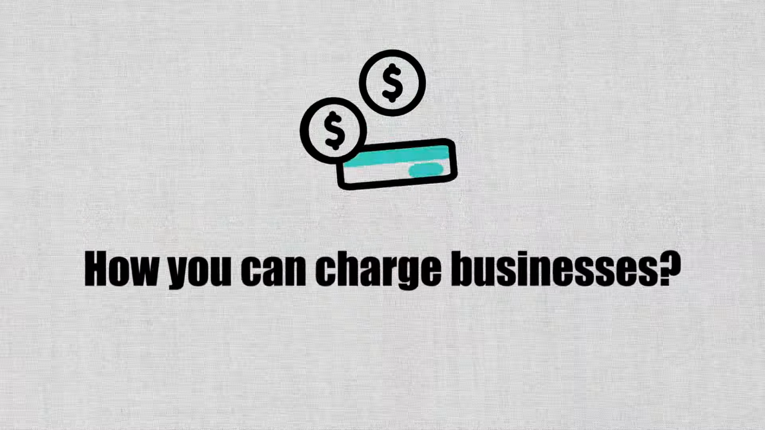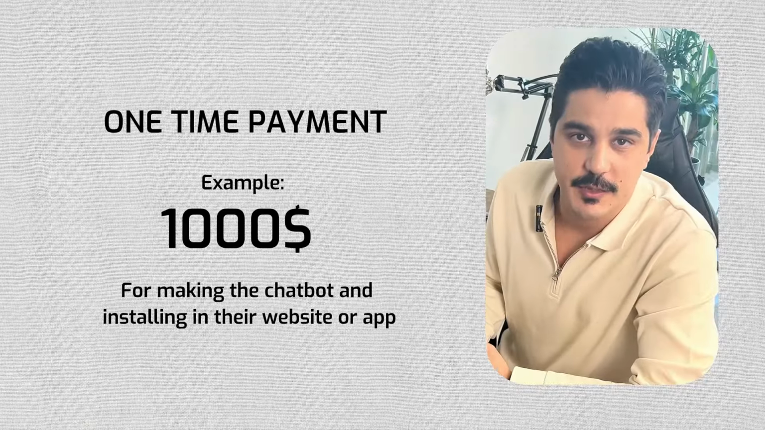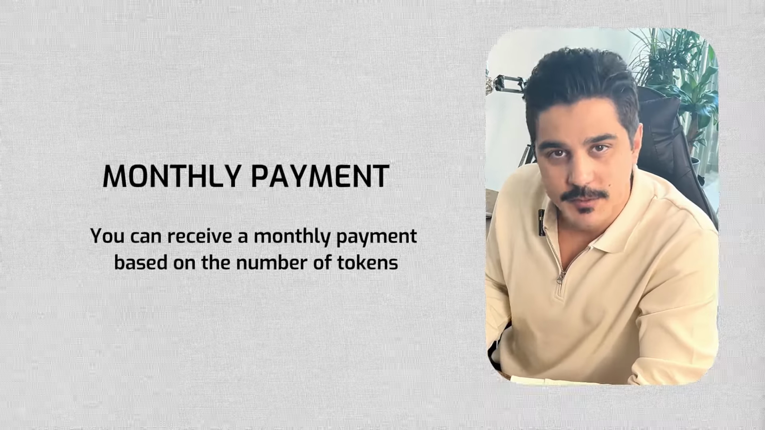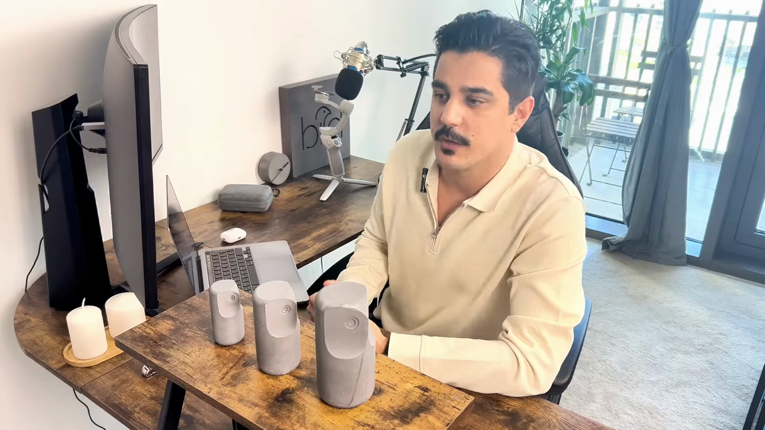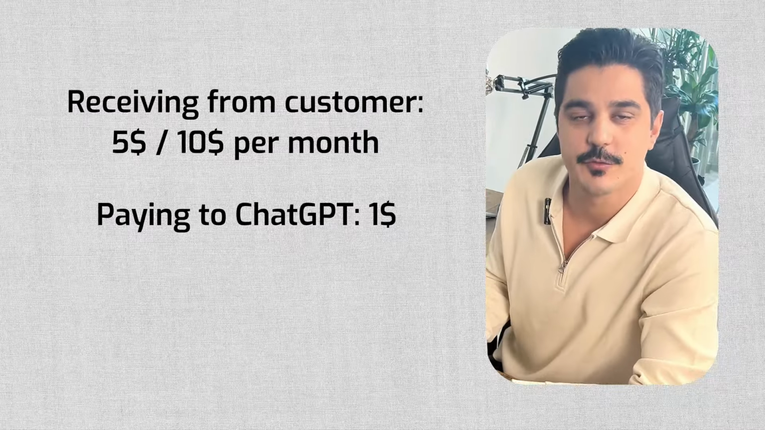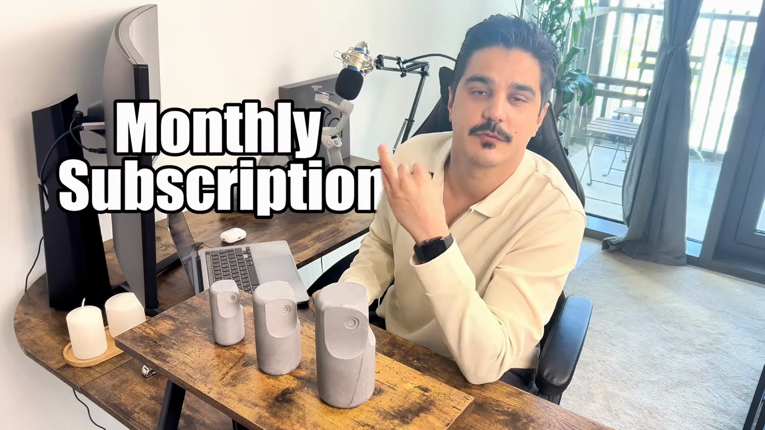Maybe you have one question: how can I charge the businesses? You can ask them for a one-time payment, for example, $1,000 for creating the AI chatbot and installing it in their website or in their application, and you can receive a monthly payment based on the number of tokens. For example, if it's a small business, a small restaurant, you can just offer them $5, $10 per month, and you will pay, for example, $1 to ChatGPT, and you receive $9 for yourself monthly from each restaurant. So you will have a one-time payment, and you will receive a monthly subscription from your customers.